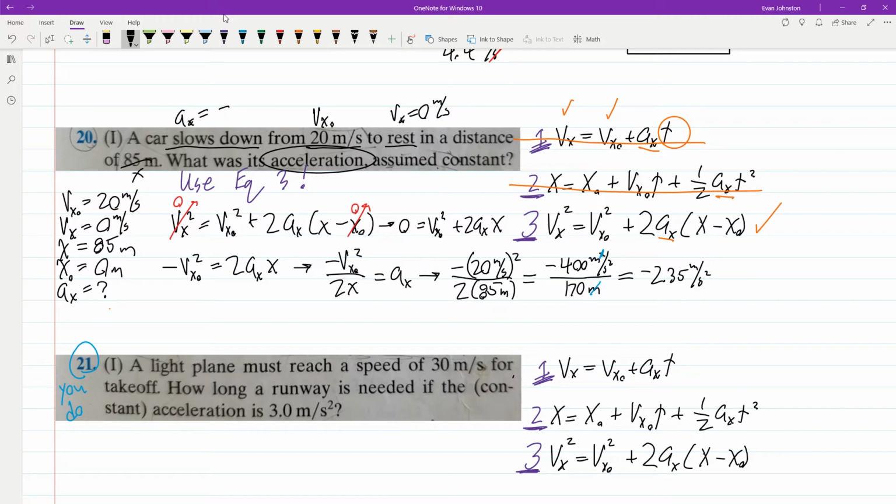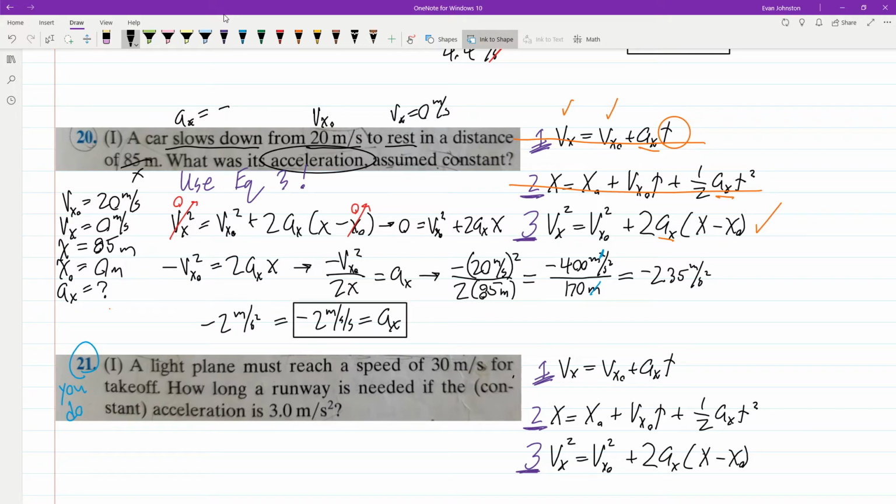But again, for sig figs, right? Now, this is kind of the weird one. This 400 is based from this 20. 20 only has one sig fig in it. So really my answer should just be -2 meters per second squared, or a way that makes a little more sense, 2 meters per second per second. That is our deceleration. That's how much it's accelerating opposite the direction it's moving.